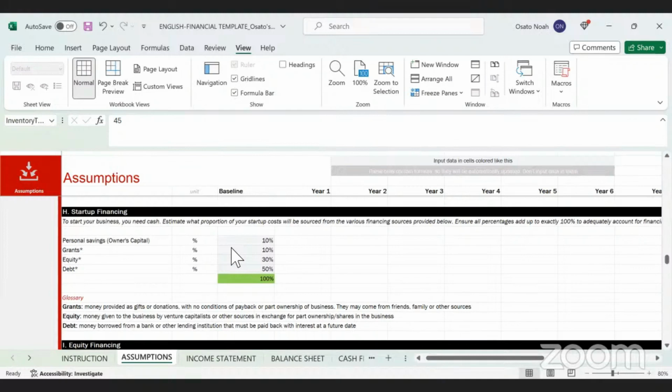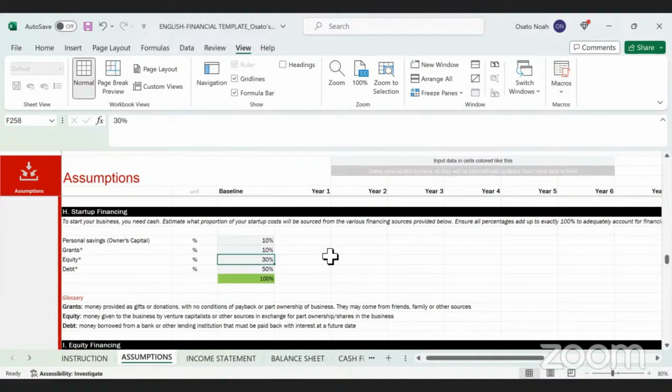Now, there are four ways to finance your business. Either you provide 100% of the capital, you are fully funding it, or you want to spread it, which is what we all typically do. In this case, I said, look, personal investment in this business is 10%. A grant of 10%. Equity, people that will invest in the business and then own shares, it could be anybody who wants to have an investment in the business, 30%. And then debt, 50%, meaning half of our financing is coming from debt.